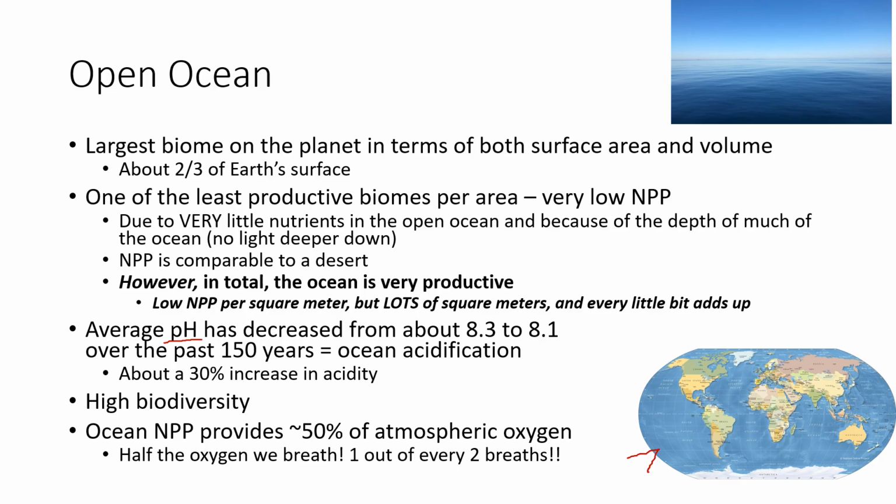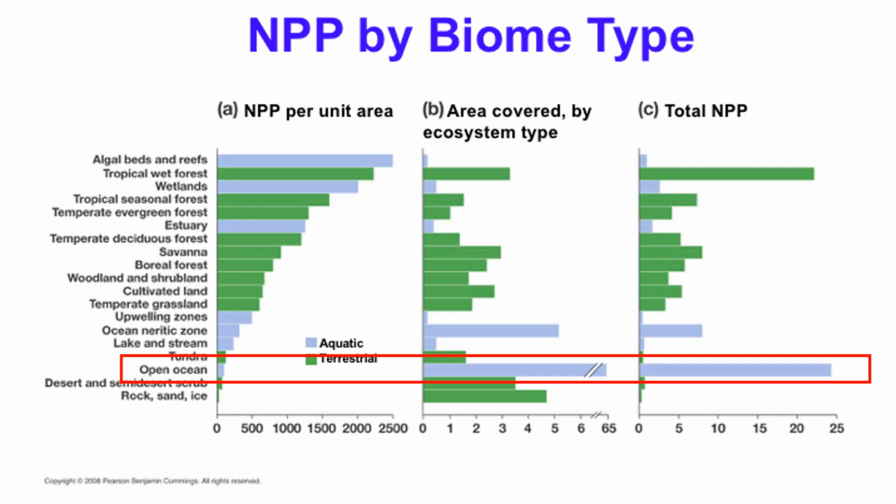Obviously, there's very high biodiversity in the open ocean, and connecting back to that net primary productivity, there's lots and lots of photosynthesis occurring in the oceans. The oceans are responsible for half of the oxygen in the atmosphere, meaning that 1 out of every 2 breaths that you breathe was provided by the ocean. So to illustrate that net primary productivity graphically, I have put a rectangle around the open ocean.